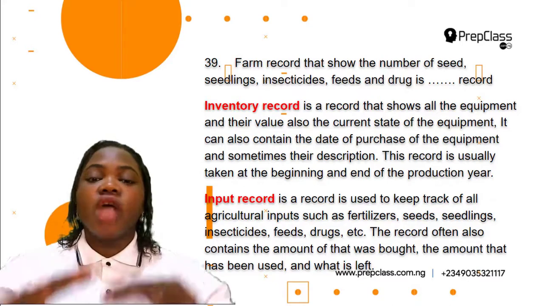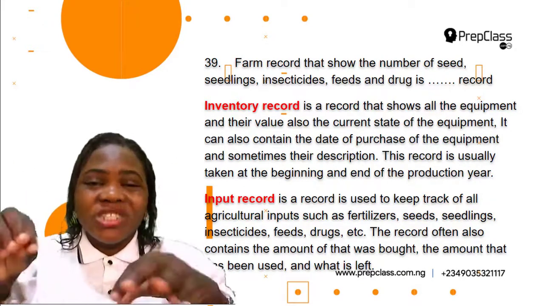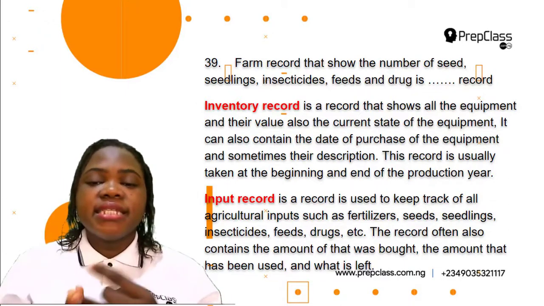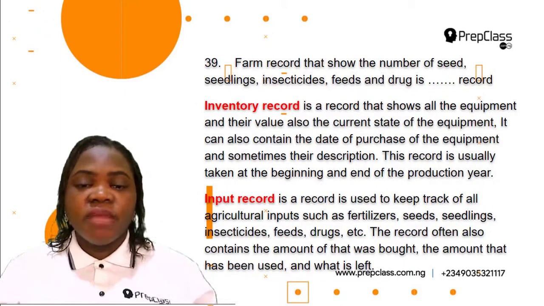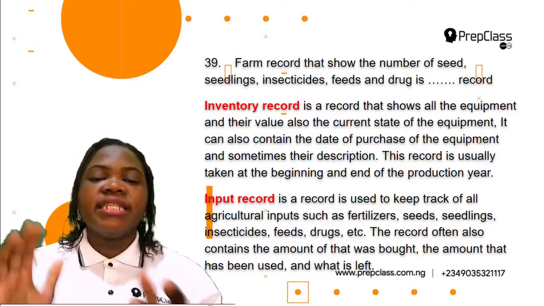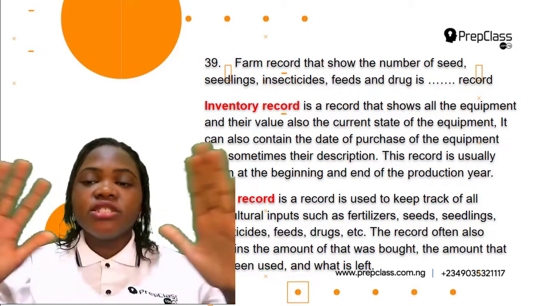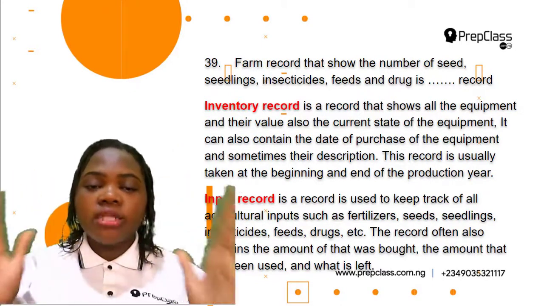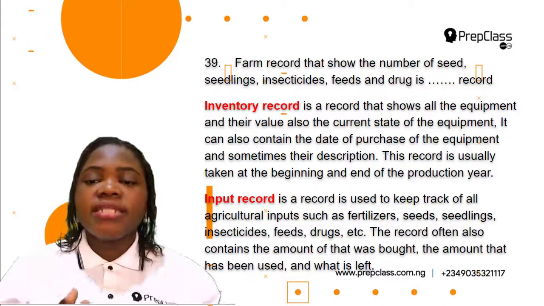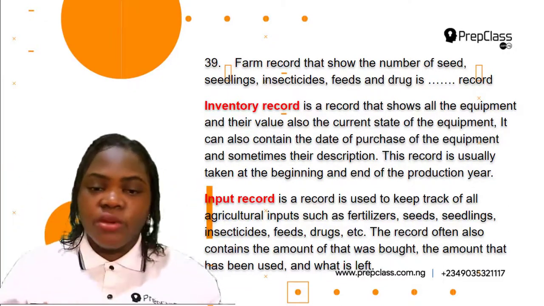This is a record that shows all the equipment and their value, and also the current state of the equipment. It contains the date of purchase of the equipment and sometimes their description. So this record is usually taken at the beginning and end of the production year. So this is used to record all the equipment, the current state of the equipment, when it was purchased, and the description of the equipment.